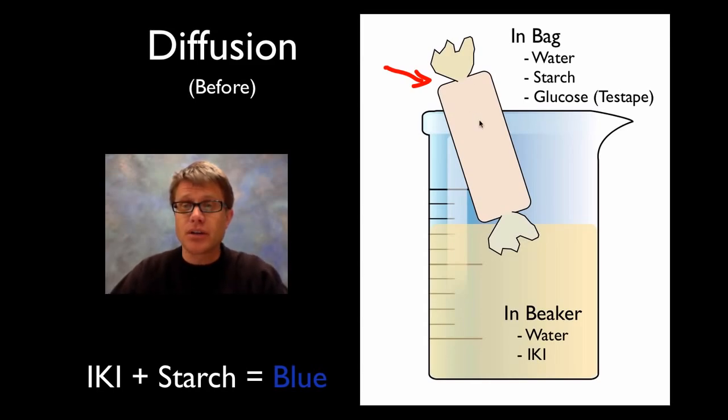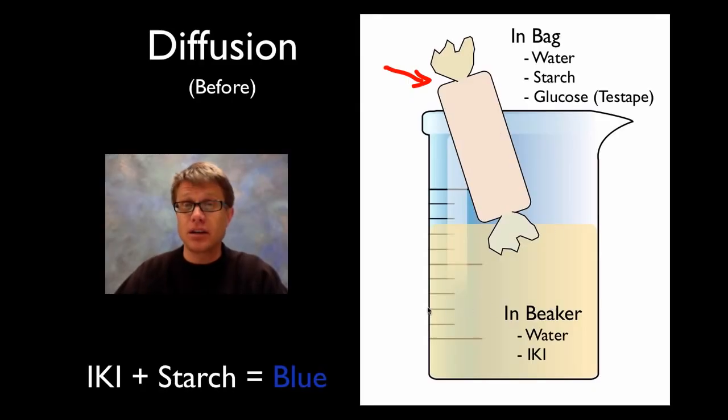We could test for the presence of glucose using something called test tape. We put it into the solution. We're going to find that there's going to be glucose inside there. Then we're going to have starch. Now, starch is a polysaccharide. So instead of just one sugar molecule, it's going to be sometimes hundreds, if not thousands of sugar molecules that are attached together. Starch is going to be that sugar that you find in stuff like pasta. And so inside here we've got water, starch, and glucose. Outside, no glucose.